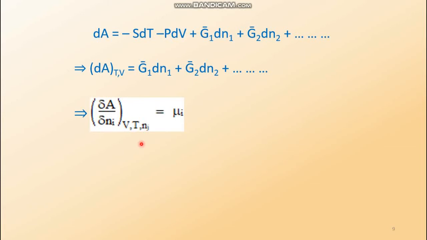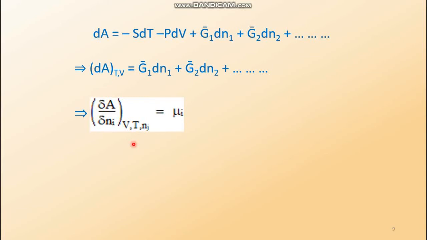This is actually the same as del G by del Ni at constant P, T and Nj. So in the expression of chemical potential, if you express it in terms of G, then the constant terms are P and T along with Nj. But if you express this in terms of A, then the constant terms are V, T along with Nj. Now both have the same magnitude.